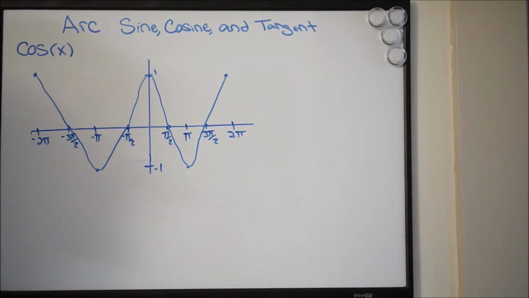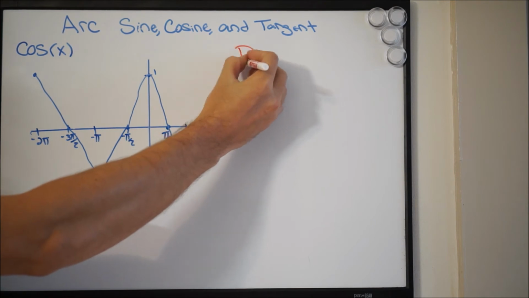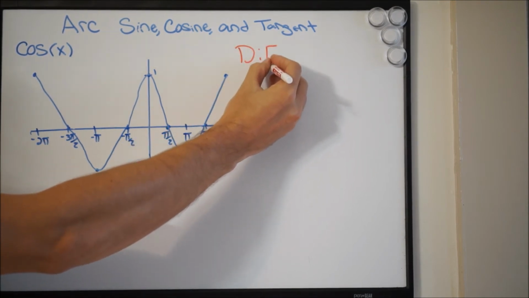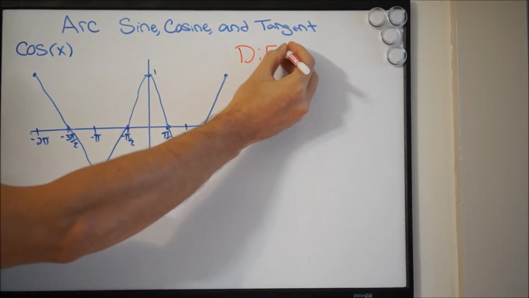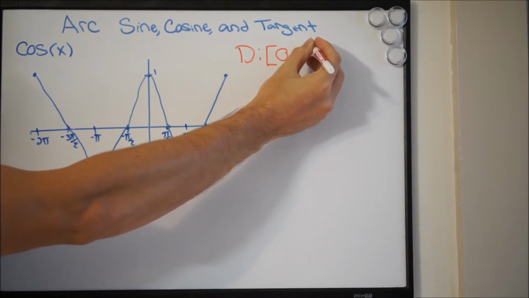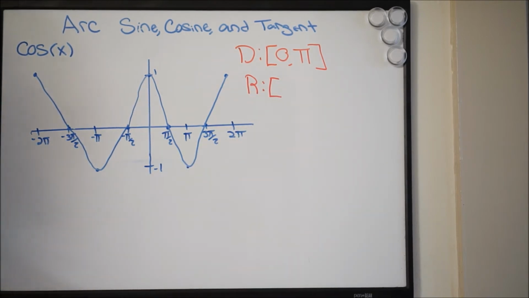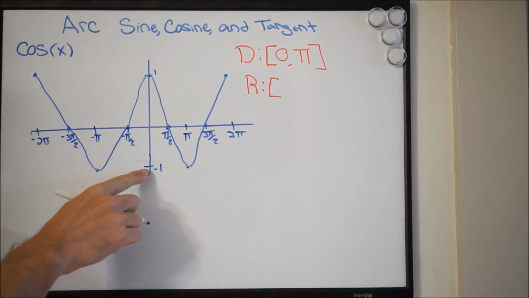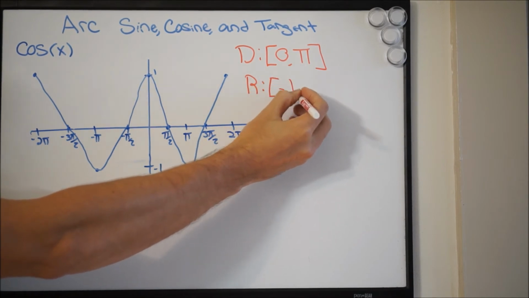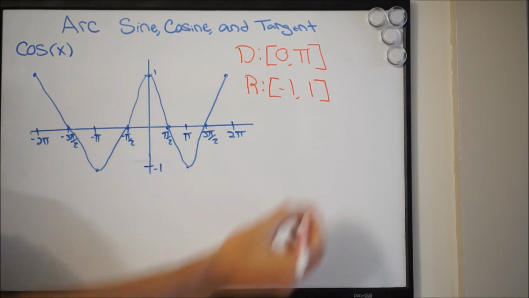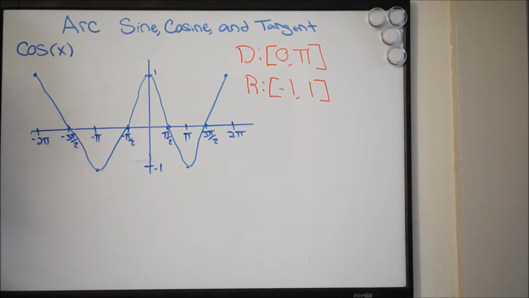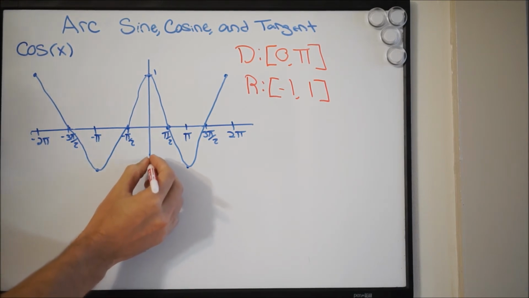So we have to do the same thing here. We have to restrict the domain so that when we take the inverse, it will in fact be a function. And we're going to do that the following way. We're going to restrict it. Our domain is going to be restricted from 0 to pi, and as our result, our range will naturally be from negative 1 to 1.